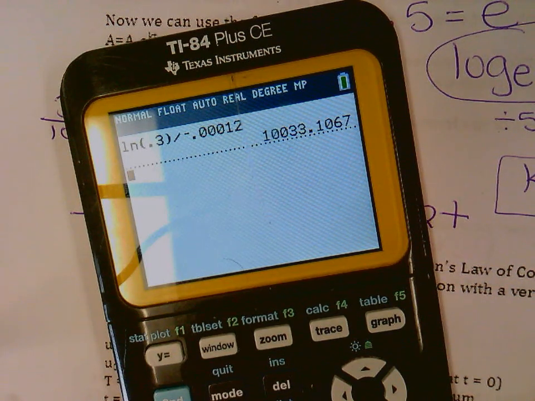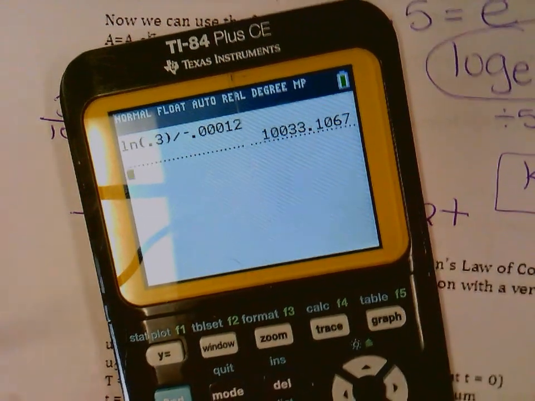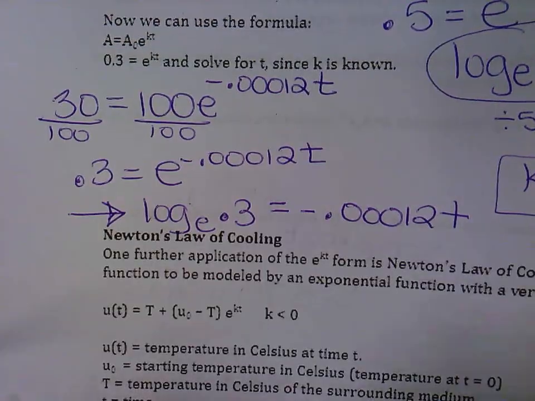And look, 2 half-lives would have been about 11,000 years, right? So it's less than 2 half-lives, because I still have 30%, or 30 grams, left. If not, I would be only down to 25%, or 25 grams, left. All right, so T equals 10,033 years.